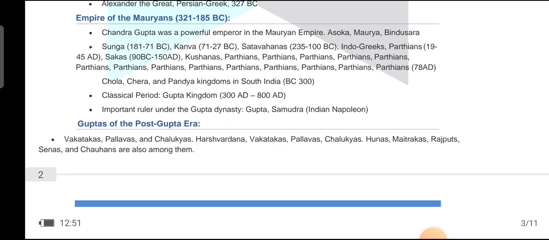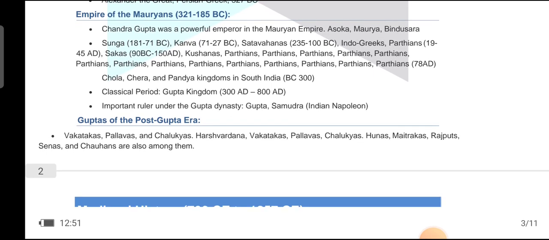Let us talk about the Empire of the Mauryans, which lies between 321 BC to 185 BC, and it is also subcategorized into some points. First is Chandragupta, who was a powerful emperor in the Mauryan Empire. Ashoka, Maurya, Bindusara. Next point is Shunga, 181 BC to 71 BC.